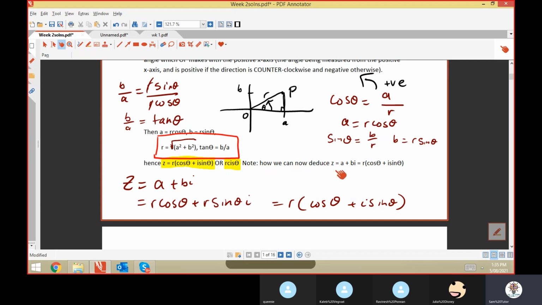Note, now we can deduce Z equals A plus BI is also the same as R cos theta plus I sine theta, which is R cis theta. That is just the proof of it all, right? What you guys need to know is that in red, and pretty much you write it as that in yellow. Any questions at this stage? Because there's a lot of proofs there. Any questions?